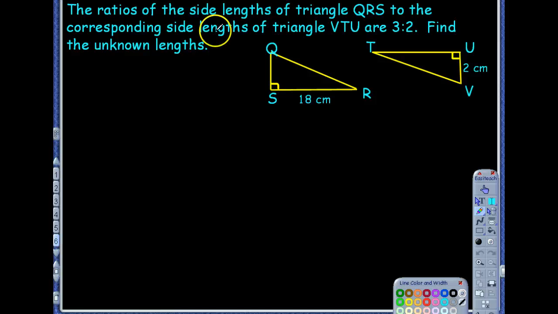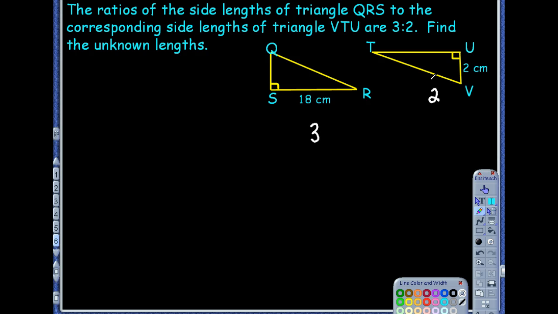It says the ratio of the side lengths of triangle QRS to the corresponding side lengths of triangle VTU are 3:2. So that means that for every side length that I have over in this first triangle, what part of the ratio would that be? The 3. Because it's saying this to that, in a sense. And everything in this triangle would be representing the 2. Now, obviously, these are not all side lengths of 3, and these are not all side lengths of 2. That's the ratio. They want us to find the unknown lengths. So that's telling us that these two triangles are similar, because they have a ratio that represents those corresponding sides.